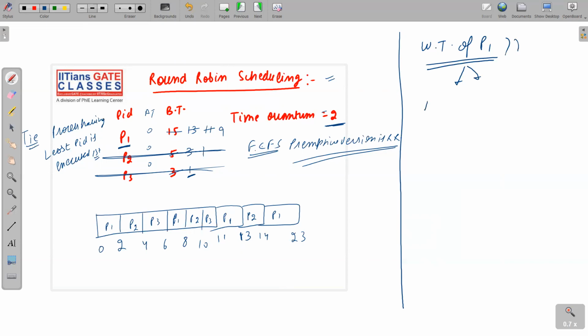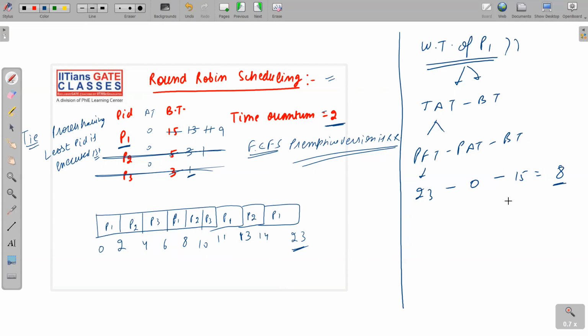What is the formula? Turnaround time minus burst time. Turnaround time is process finish time minus process arrival time, and then minus burst time. P1 finishes at 23. Arrival time, obviously, was 0. Burst time of P1 was 15. So 23 minus 15 comes out to be 8. So waiting time is 8 units of time.